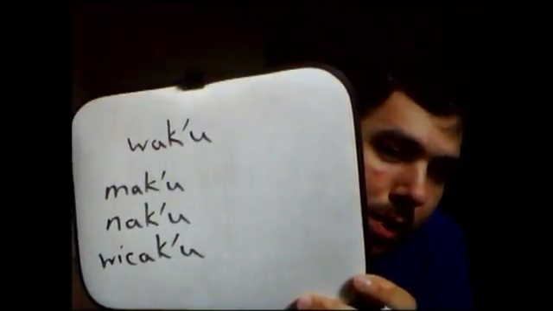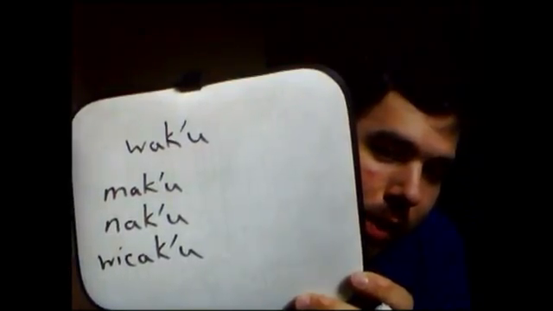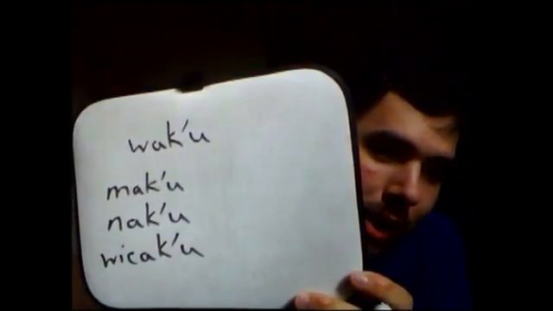This is essentially showing how to transfer an action, and you can do this with any verb. You take those three prefixes, ma referring to I, na referring to you, and wicha referring to he, she, it, anyone else, and you prefix them onto the verb.